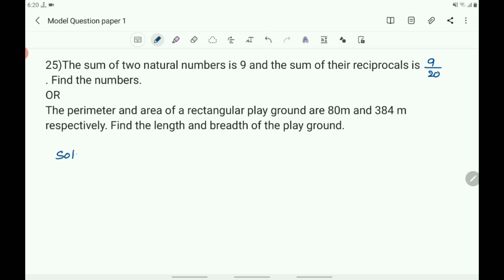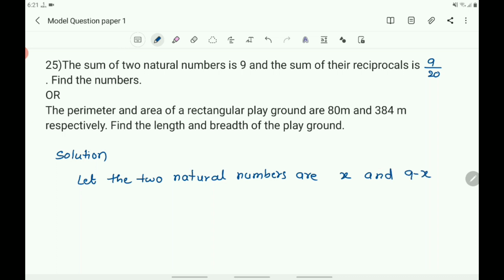So take the solution here, solution of the first question. Let the two natural numbers be x and 9 minus x. Why do you have to take 9 minus x? Because their sum is 9. It is given that the sum of two natural numbers is 9. So you take the two numbers as x and 9 minus x.